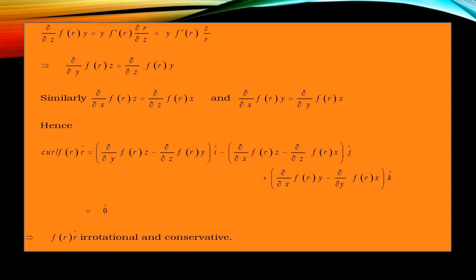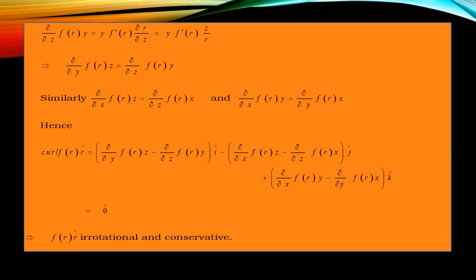Here, in the coefficient of i cap, those two partial derivatives are equal, so their difference is 0. Similarly, the coefficient of j cap and the coefficient of k cap are 0. Hence, curl f(r) r cap equals 0 i cap plus 0 j cap plus 0 k cap. That equals the zero vector. So, curl f(r) r cap equals 0 vector.